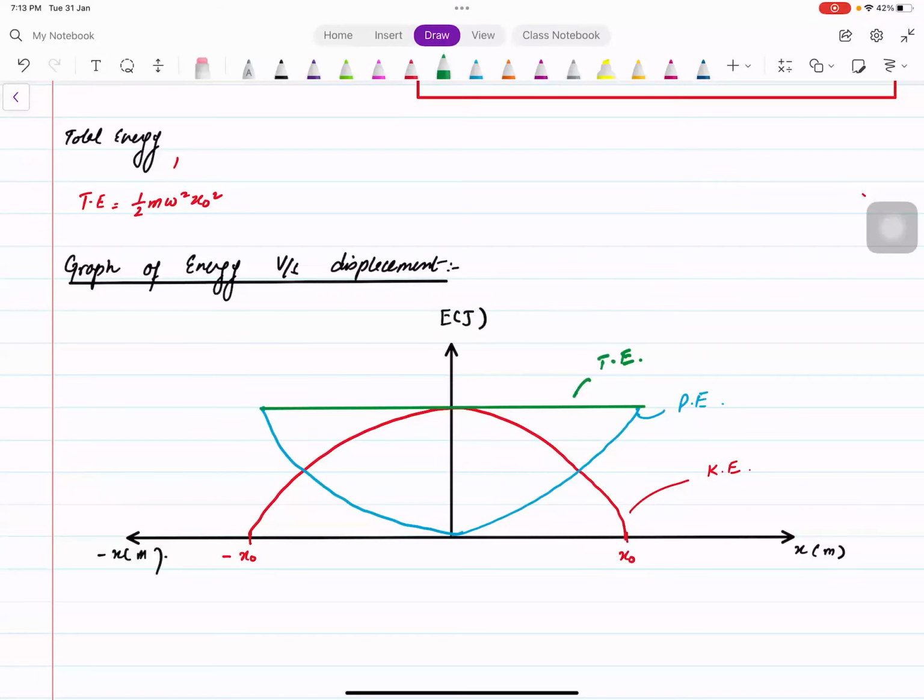Okay. Never mind. So if I were you, again, just to remind you, kinetic energy is half m omega square x naught square minus half m omega square x square. The first portion is total energy, half m omega square x naught square. And obviously the next portion is for the other one, which is this one, right? Very simple.